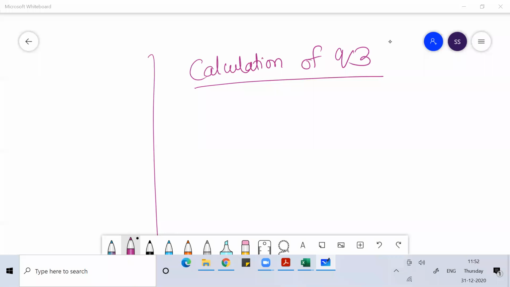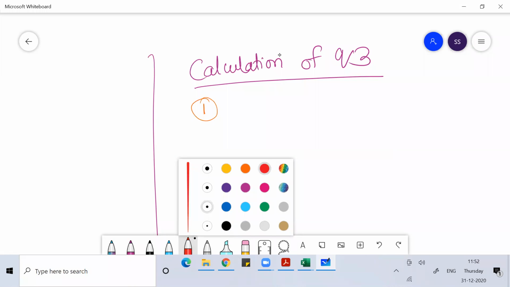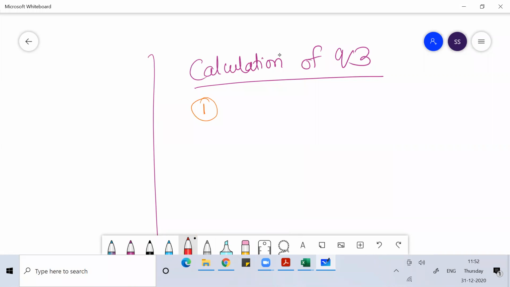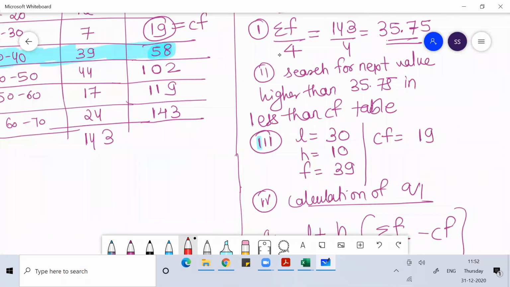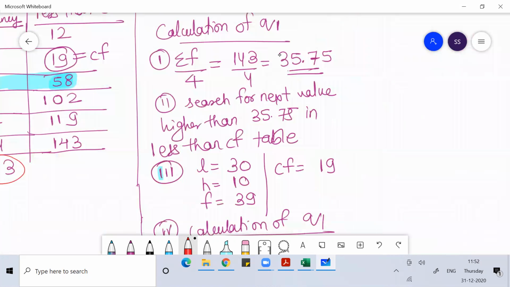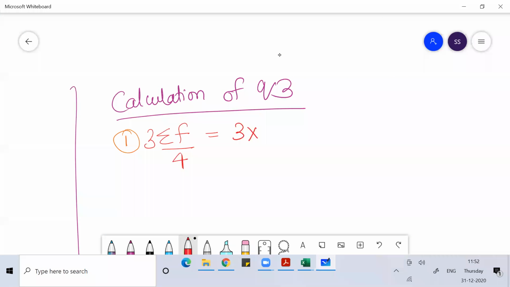So you understood the calculation of Q1. Now let's talk about Q3. If I want to determine Q3, what is the first thing I'll determine? I'll determine 3 into sum of f by 4. Sum of f is 143. So 3 into sum of f by 4 is 3 into 143 by 4.